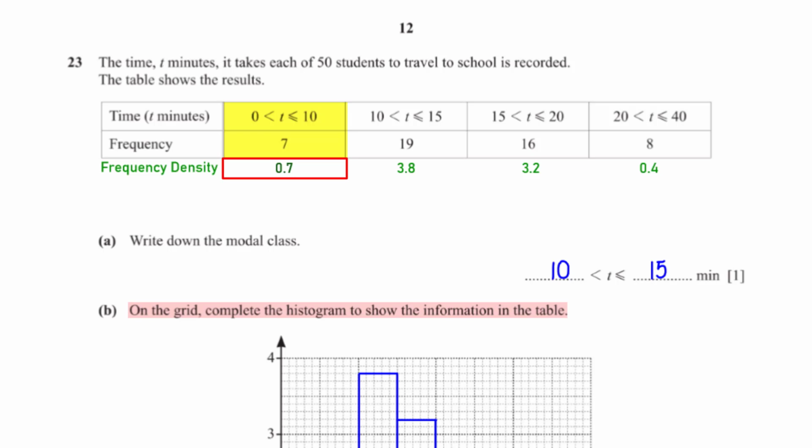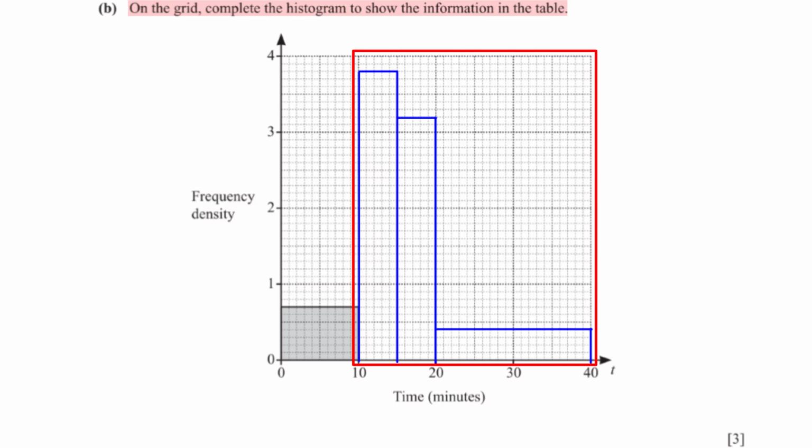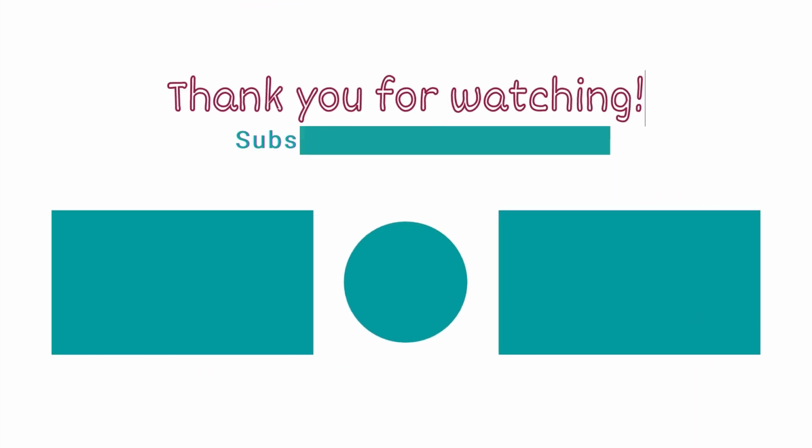This interval has already been drawn on the histogram for us. Then we have 19 divided by 15 minus 10, which is equal to 3.8. Then we have 16 divided by 20 minus 15, which is equal to 3.2. Then finally, 8 divided by 40 minus 20, which is equal to 0.4. So now, after marking all the different intervals on the horizontal axis, we can map out their heights using their frequency density values.